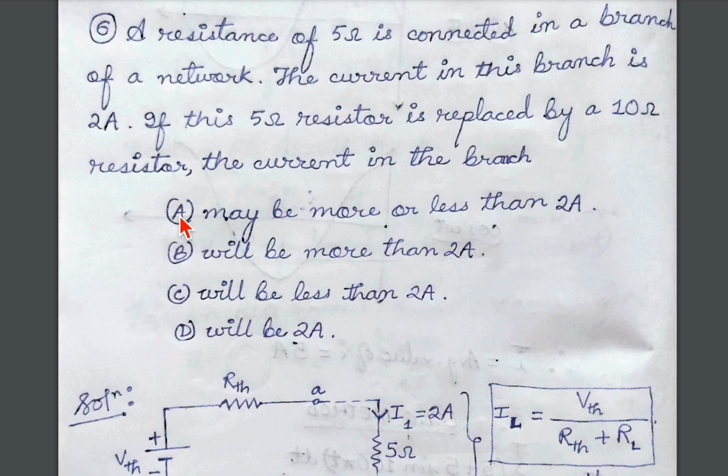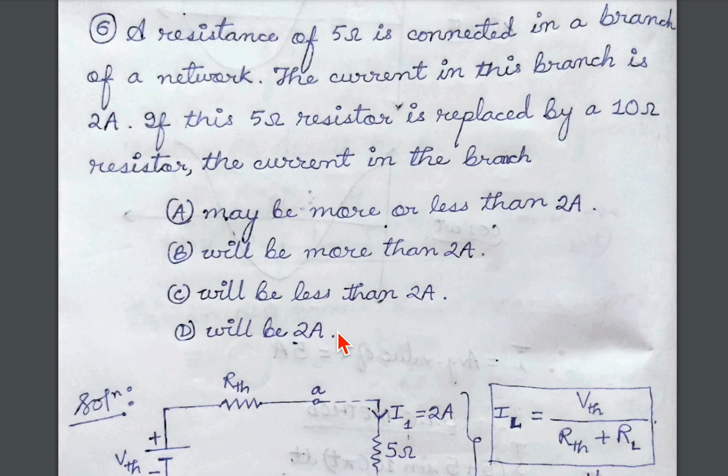The first option says maybe more or less than 2 ampere. Second option says will be more than 2 ampere. Third option says will be less than 2 ampere. And the final option says will be 2 ampere. Okay, now we will solve this question using Thevenin's theorem.